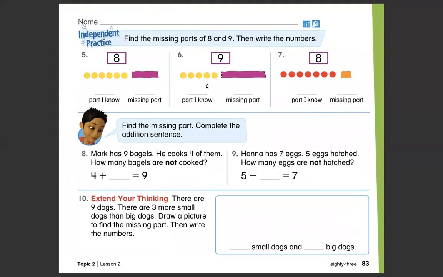All righty. Now, I need you to grab page 83, and it should say independent practice at the top and look exactly like my page. If you need to go grab it, feel free to hit the pause button. If you have it and you're ready to go, let's read it together. It says, find the missing parts of 8 and 9, then write the numbers. You're going to do the exact same thing for number 5, 6, and 7 that we did on page 82. You're just going to do it by yourself this time.